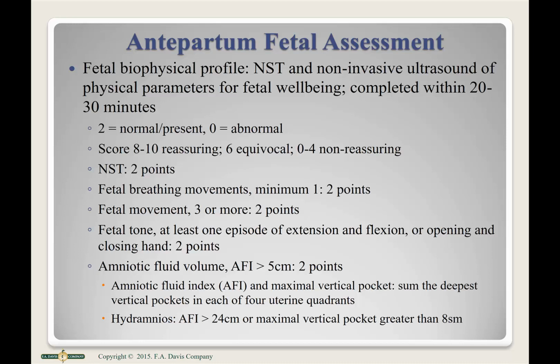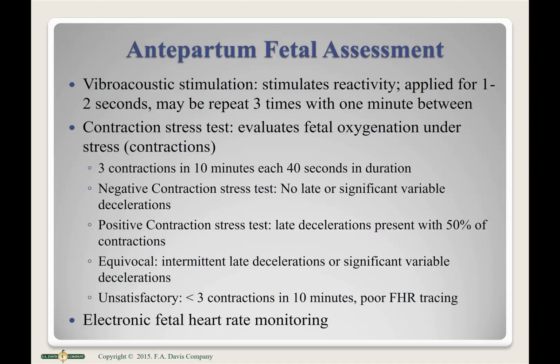Now, if she scores 0 to 4 on that biophysical profile, that is completely non-reassuring. Our baby is having a very much difficult time, and we do need to deliver this baby, okay? This is a score where we do need to deliver. Now, we may be able to do a vaginal delivery, but then we may not. How do we know if we can do a vaginal delivery? Well, we're going to do this contraction stress test, which I don't see very often anymore.